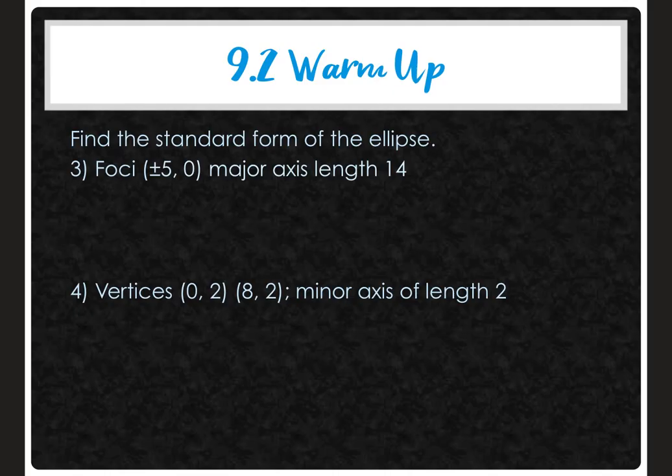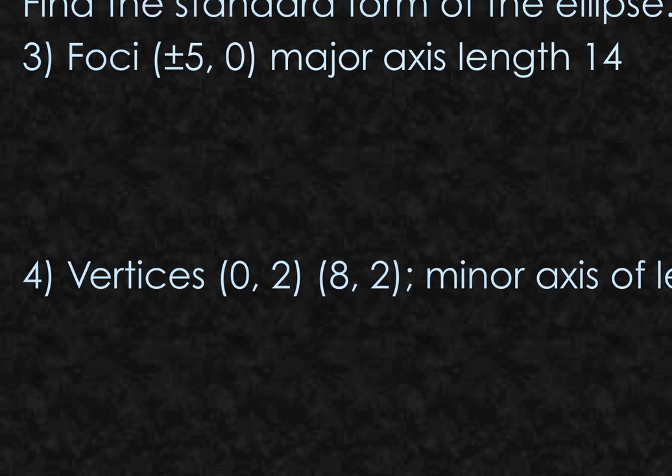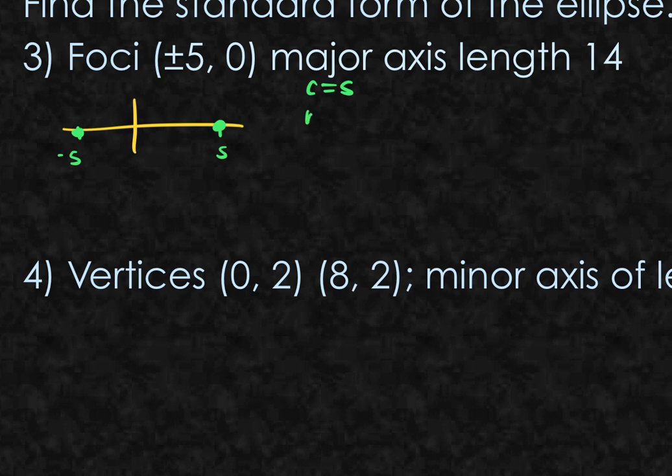It's a school week. All right, number 3, find the standard form of the ellipse. This time you got the foci and the major axis length. So the foci is at negative 5, 0 and positive 5, 0. What does that tell you? C equals 5. It's horizontal, so what gets the A? X. The X gets the A.